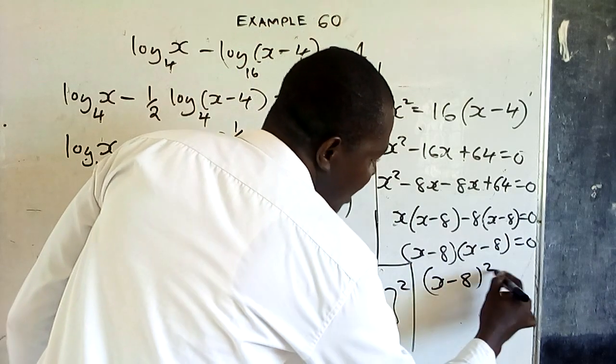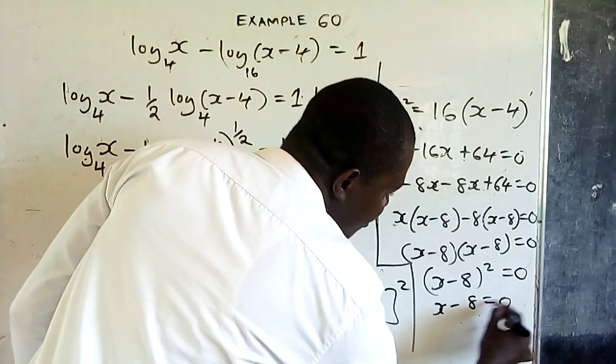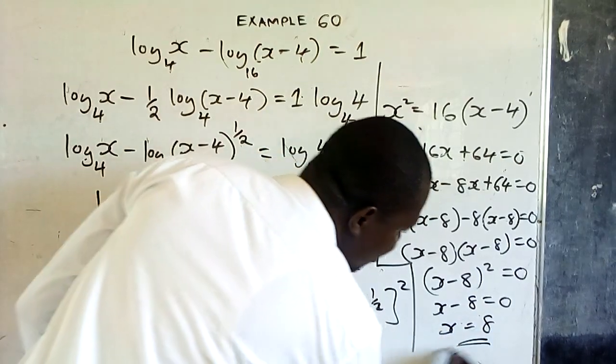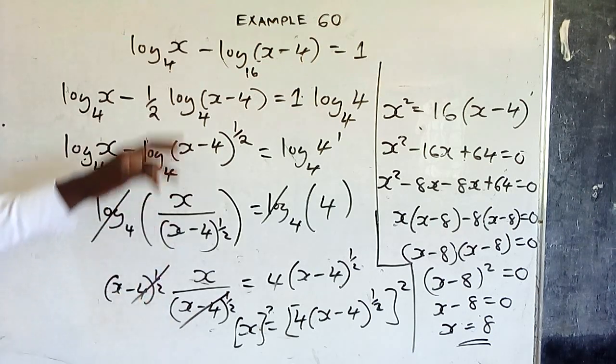So it is x minus 8 squared is 0. You find the square root on both sides. x minus 8 is 0. You get x is equal to 8. x is equal to 8.